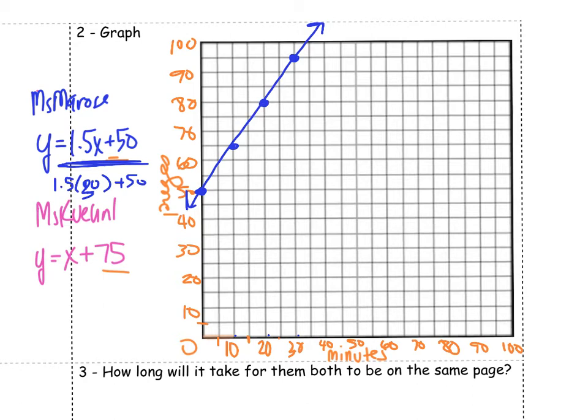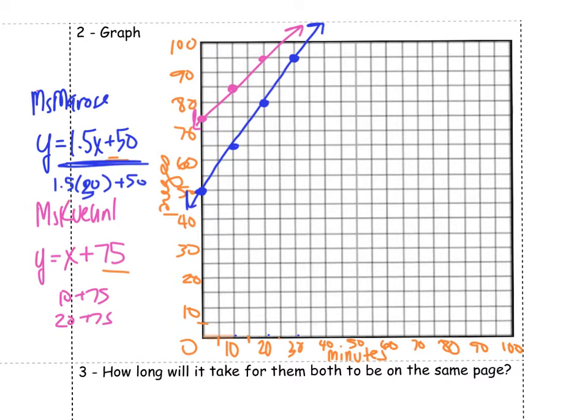Miss Kennel, on the other hand, starts at page 75, but she only reads just 1 page a minute. So we have 10 plus 75 is 85. After 20 minutes, that's 95. And then that's all I can fit as well, and I have my graph.